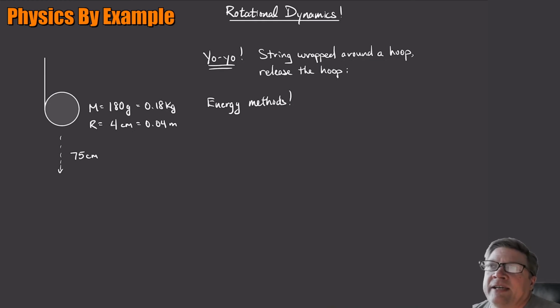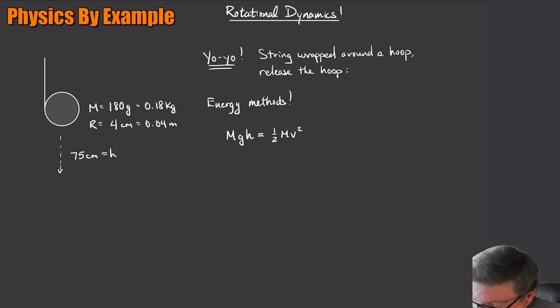So initially, it's 75 centimeters above the final position, 0.75 meters. So let's call that h. That's the height. And so initially, it's all potential energy. So mgh is the initial energy. And then finally, when it reaches the bottom, it's all kinetic energy, so it's moving downwards. So I'm going to have a 1/2 mv squared. And it's also rotating. It's spun up. So I'm going to have plus a 1/2 I omega squared.